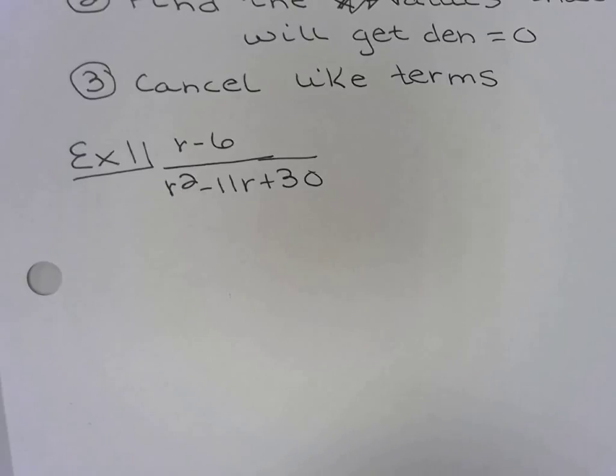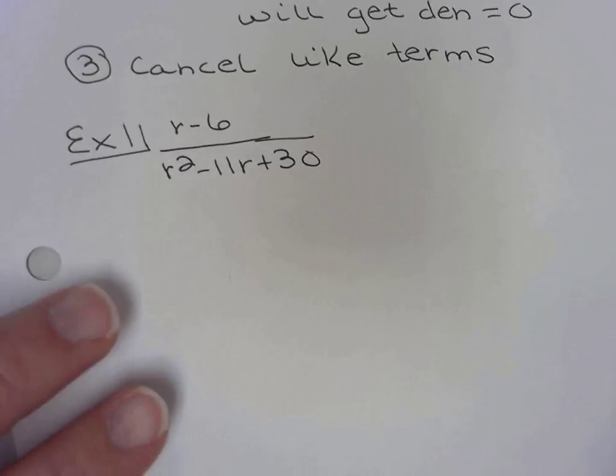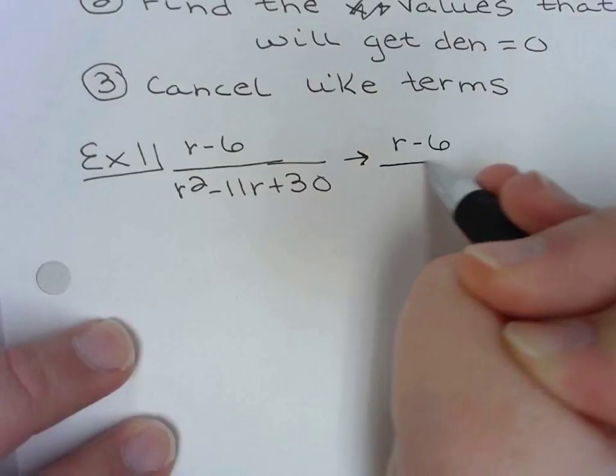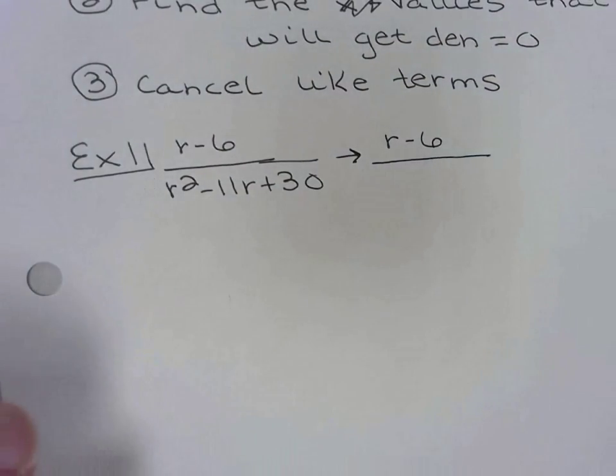Now, it's going to say simplify and then state the excluded values. So first thing we need to do is factor the top and bottom. R minus 6, can I factor R minus 6? No, so it's already factored. Like I said, sometimes the top and bottom will already be factored, so you just leave it.